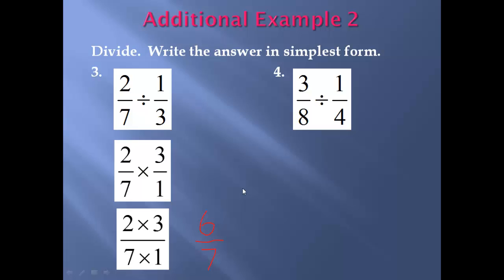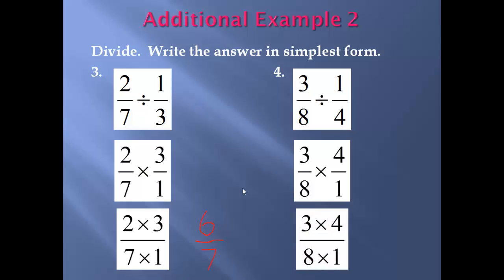For number 4, I have 3/8 divided by 1/4. For this problem, I'm going to keep 3/8 the same, and I'm going to multiply by the reciprocal of 1/4. The reciprocal of 1/4 would be 4 over 1. So I have 3/8 times 4 over 1. Now I'm going to multiply my numerators, so 3 times 4 for the numerator, and then I multiply my denominators, 8 times 1 for the denominator.